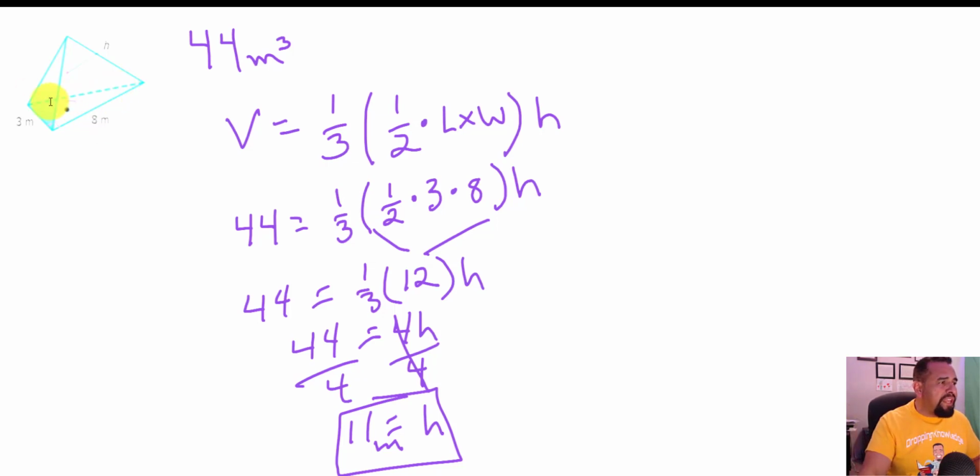If this one here happened to be a rectangular prism, I just would not multiply here by half. That's the only difference that I would make. And make a note of that on your notes.